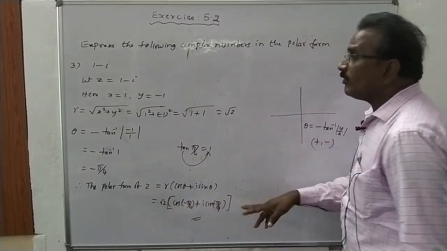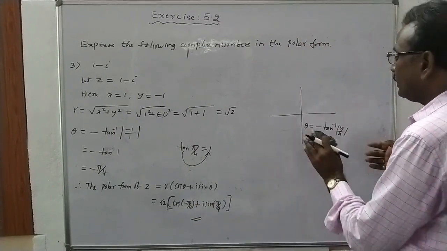So this is the polar form of the given complex number 1 minus i. Next.